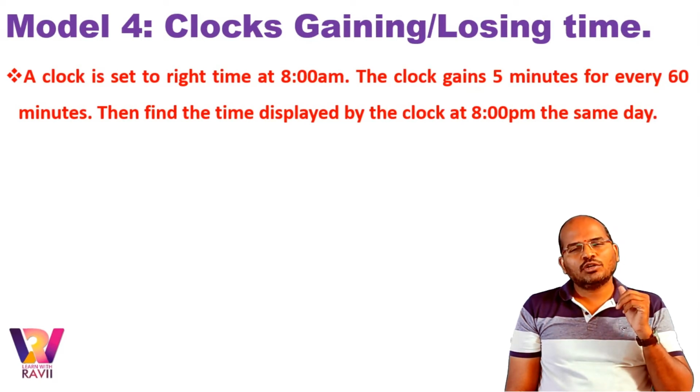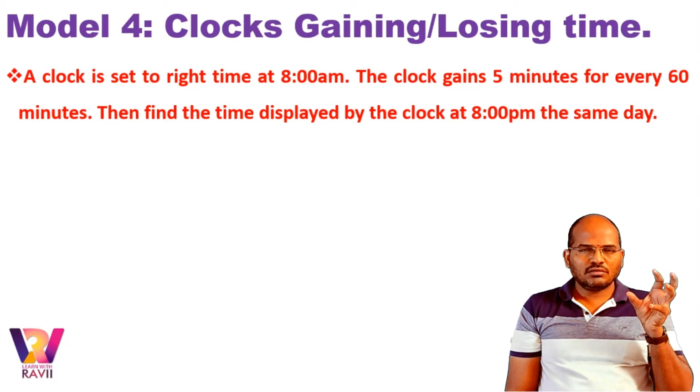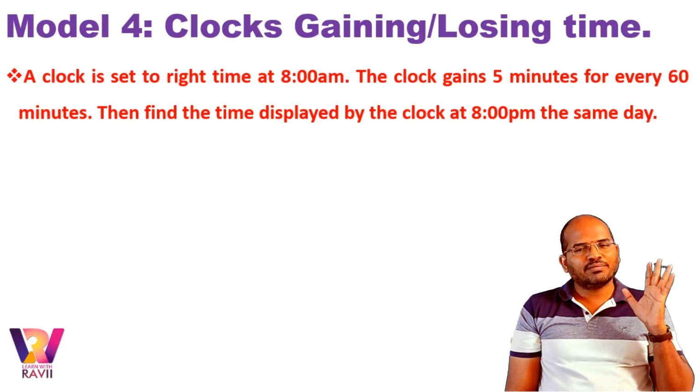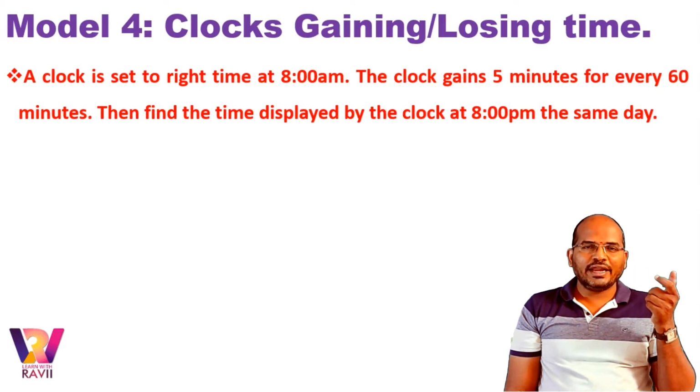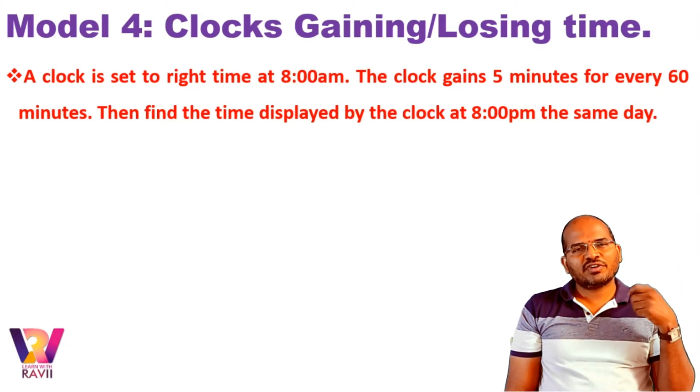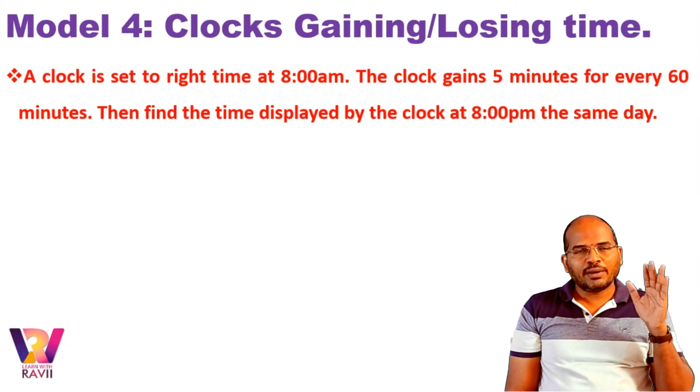A clock is set to the right time at 8 o'clock. So a clock is set to the right time at 8 a.m. and the clock gains 5 minutes for every 60 minutes. Then find the time displayed by the clock at 8 p.m. At 8 a.m. the clock is set to the right time and that clock gains 5 minutes for every 60 minutes. So at 8 p.m., what is the time displayed by the clock?